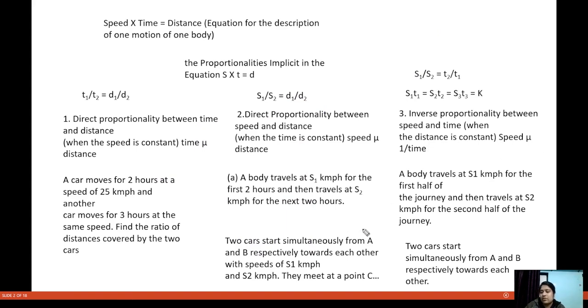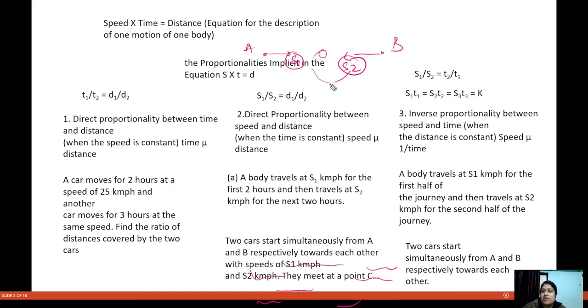Now, what is another kind of question that can be asked here? Two cars start simultaneously from A and B respectively towards each other with the speeds of S1 and S2 kilometer, and they meet at point C. Basically here what is happening, two cars are moving towards each other. Now see, they will meet at a point.